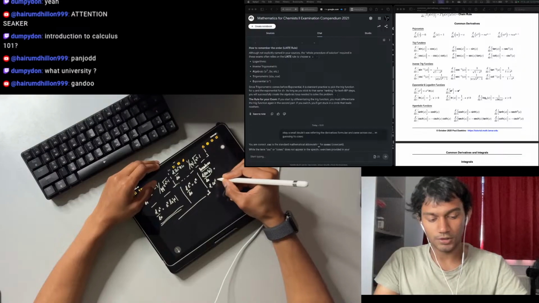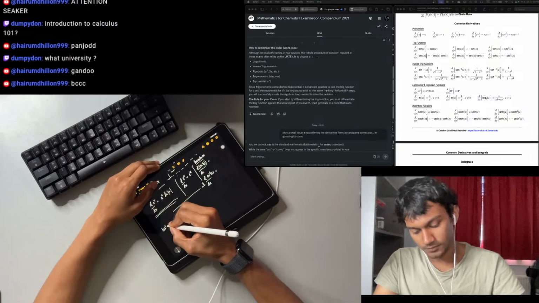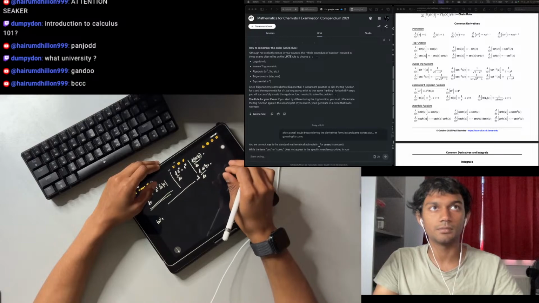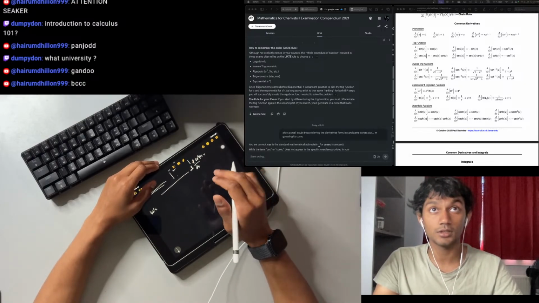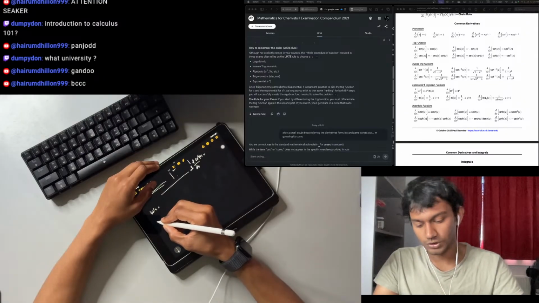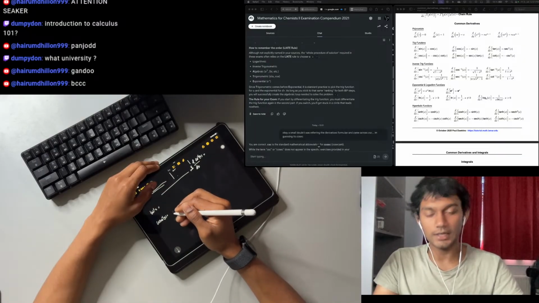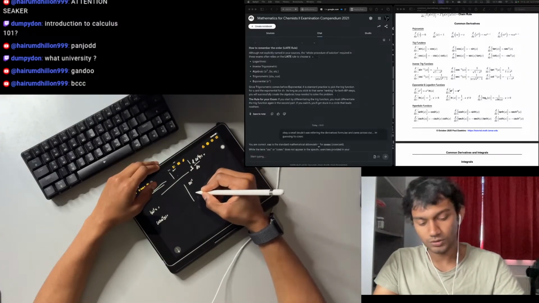Cos inverse of x by dx equals... tan inverse of x. BCC. What do you mean BCC? Did you mean BC, biochemistry BC? Cosine inverse. Sec inverse. Cosine inverse.